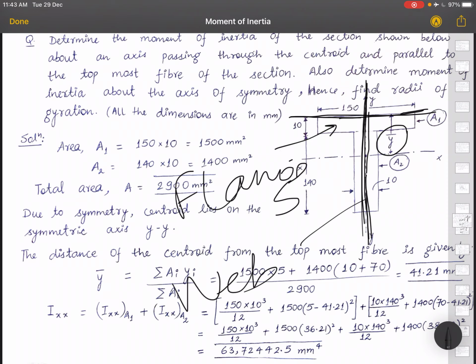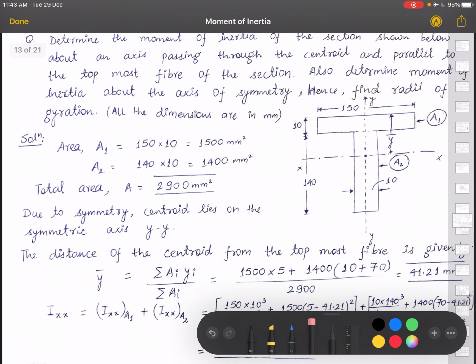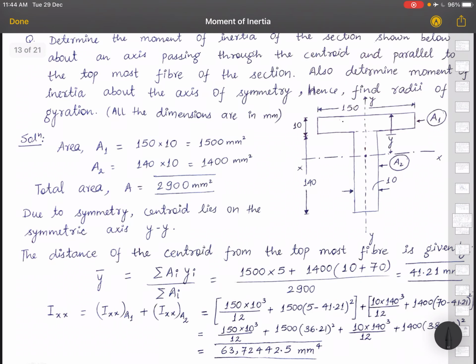So let us try to do that. For that, we will divide this T section into two zones, A1 and A2. A1 will be 150 into 10, A2 will be 140 into 10, because this is 140 only. You can see over here 140 mm.